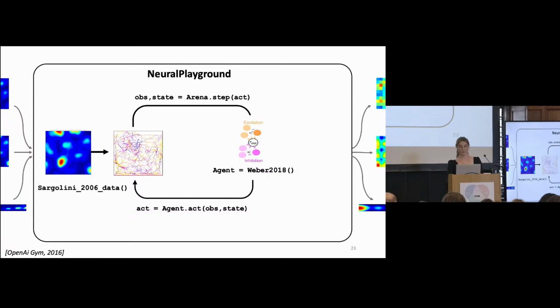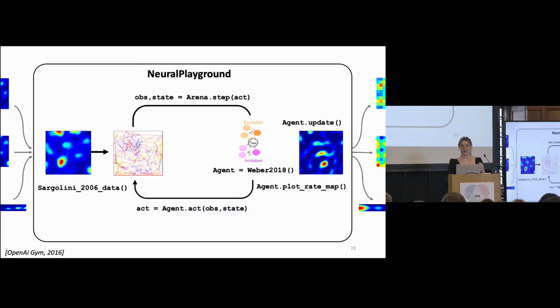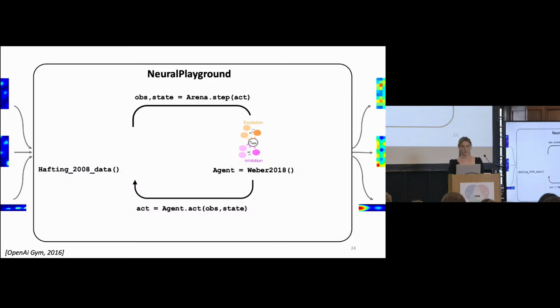For comparison, we now repeat this process of update and plot with a second agent, the excitatory-inhibitory plasticity model developed by Weber and colleagues. Furthermore, you can also run the same agent on a different arena. For example, we now look at the Hafting 2008 experiment.